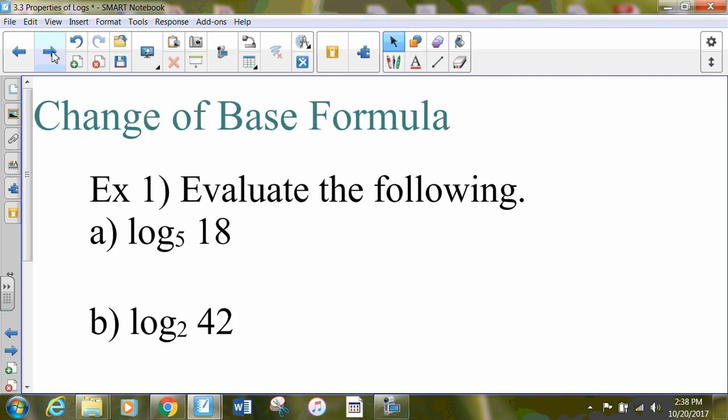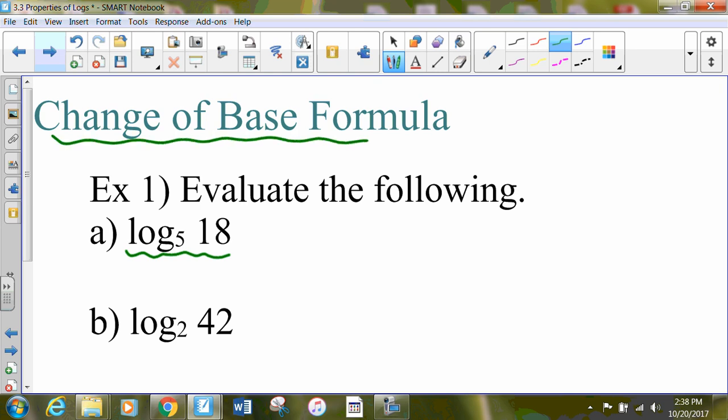So what happens when you only have a scientific calculator and it only has the buttons for log base 10, which you would just see as a log button, and the natural log button, which you'd see as an ln? But yet you're given a problem that says find the log base 5 of 18. If you had an Inspire, you could go ahead and change the base, and you could do this without any problem. But if you have a scientific calculator, you're going to have to rely on the change of base formula.